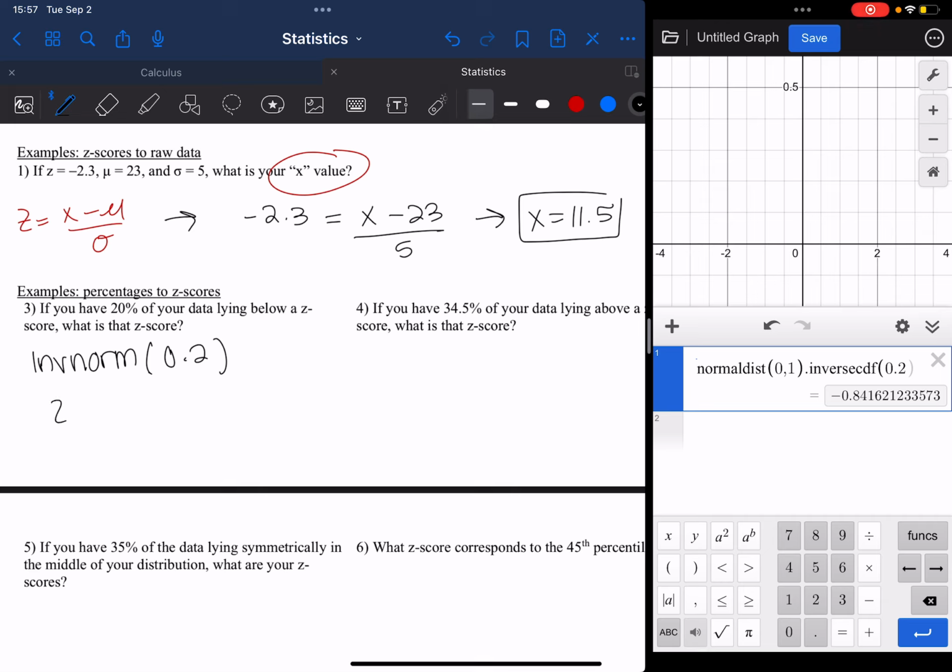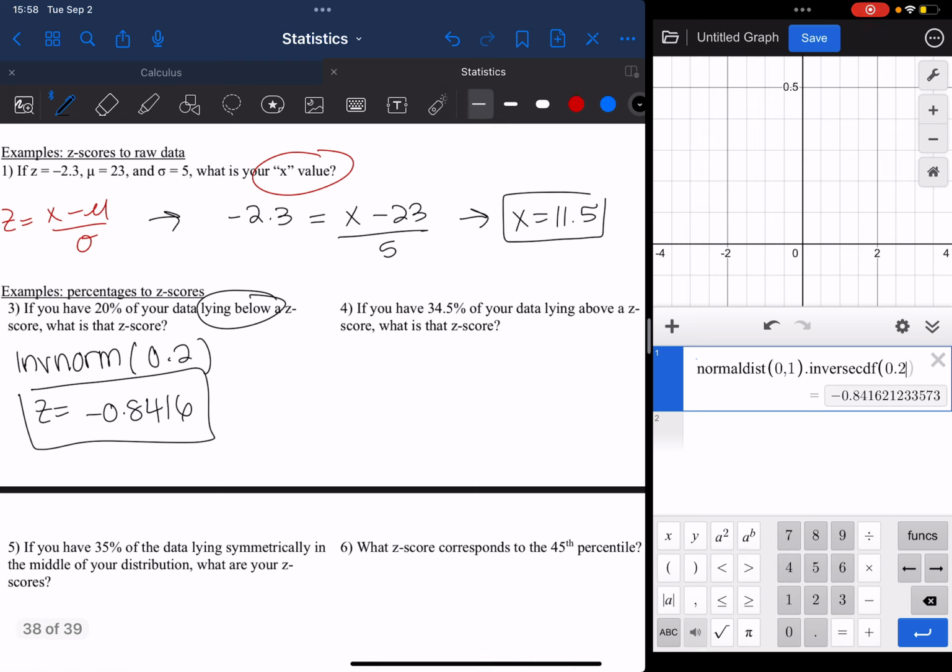So this is saying Z is equal to negative 0.8416. Now that I have it set up, I can just change my number. The only thing I have to know is that I have to turn my percentage into a decimal. So this says in number 3, again, if you have 20% of your data lying below a Z-score, what is the Z-score? This one says if you have 34.5% of your data lying above a Z-score, what is your Z-score?